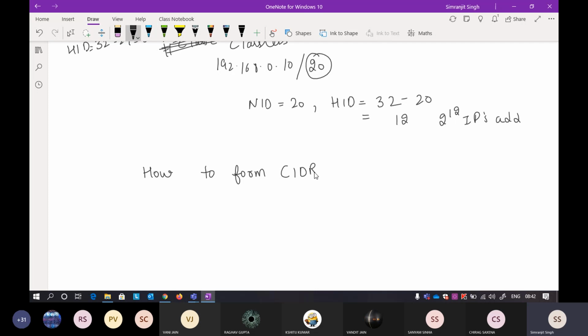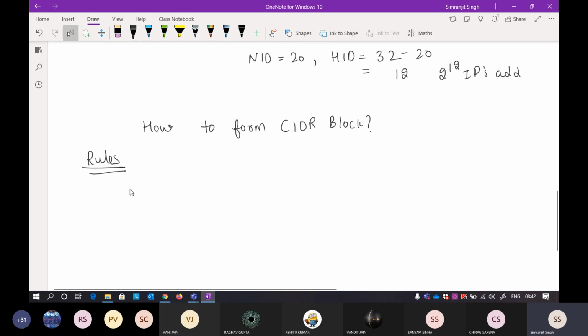CIDR is classless interdomain routing. How can you form it? There are three rules that are used here to form a CIDR block. I'm just following the rules here. The first rule, it's very simple: all IP addresses should be contiguous. Contiguous means that it follows a sequence. I'll show you an example of it.